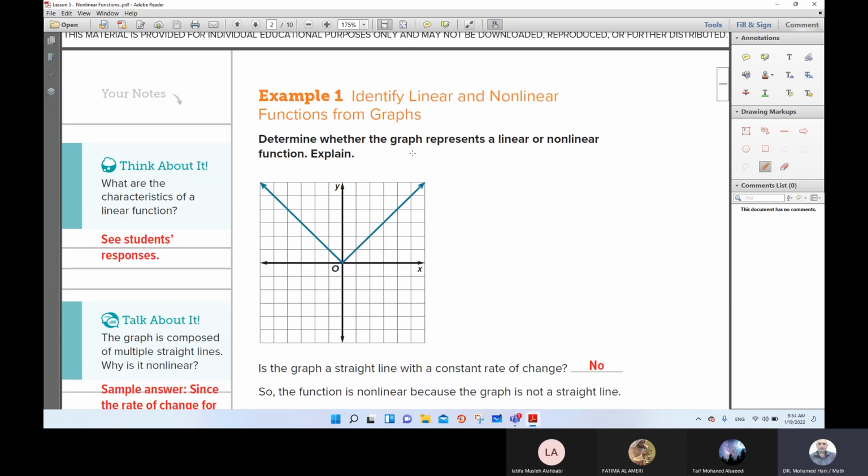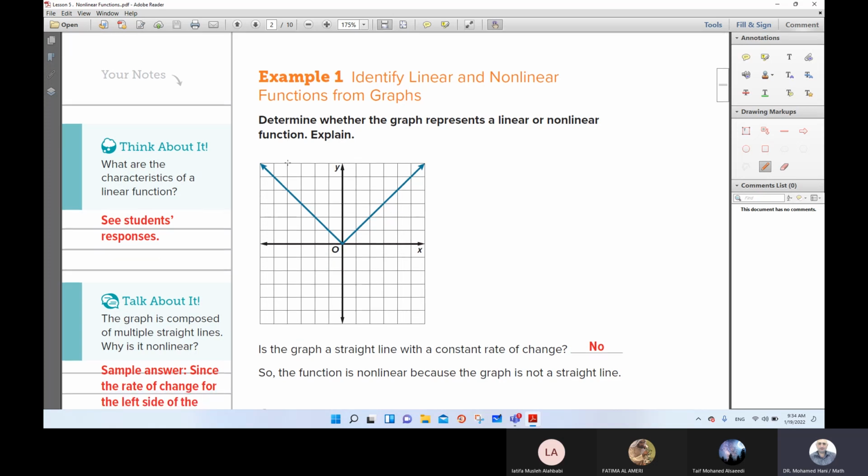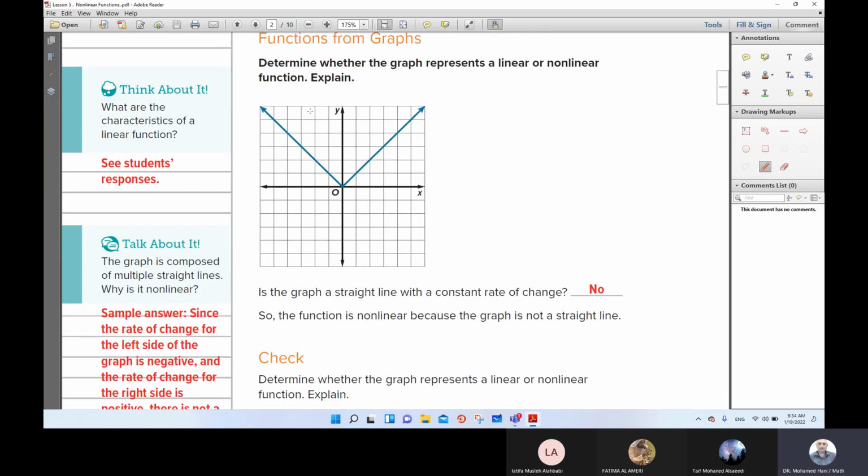Example: identify linear and non-linear functions from graphs. Determine whether the graph represents a linear or non-linear function. Explain. As you see here, is the graph a straight line with a constant rate of change? We don't have a straight line, so the answer is no. The function is non-linear because the graph is not a straight line.